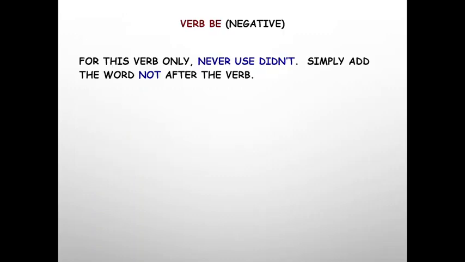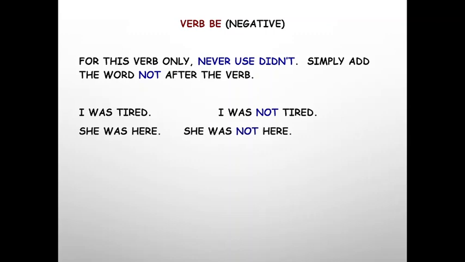Verb be negative: never use didn't. Simply add the word not after the verb. For example, I was tired. In negative form we have I wasn't tired, or she was here and she wasn't here.